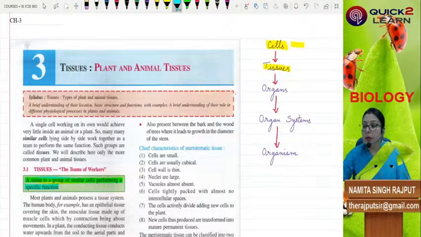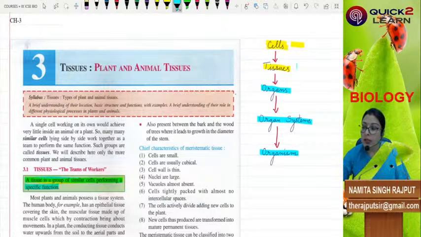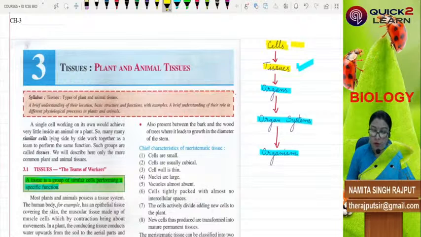So cells make up tissues. Tissues join together to form organs. Various organs join together to form organ systems, and the organ systems combine to form an organism, which may be a plant or an animal. So we are going to study about the tissues here, the second level of hierarchy, that is tissues. Now you know the basics of a cell, all the structures of a cell, so we are not going to go into those details. We'll just deal with how are the tissues formed and how do they perform their various functions.